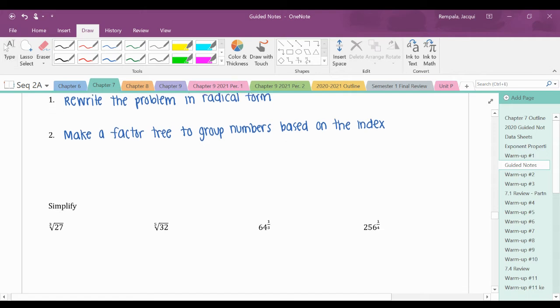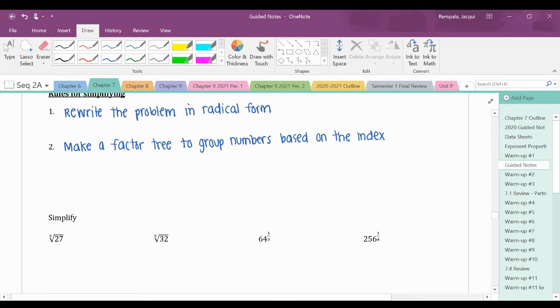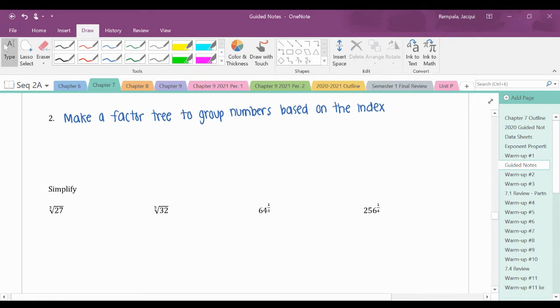If I take a look at this first example, we have 3 with our radical, so that is the cubed root of 27. So notice this problem already is in that radical form. So step number 1 is already taken care of. We don't have to rewrite the problem. It's already in radical form. So moving on to step 2, it says make a factor tree to group numbers based off of the index.